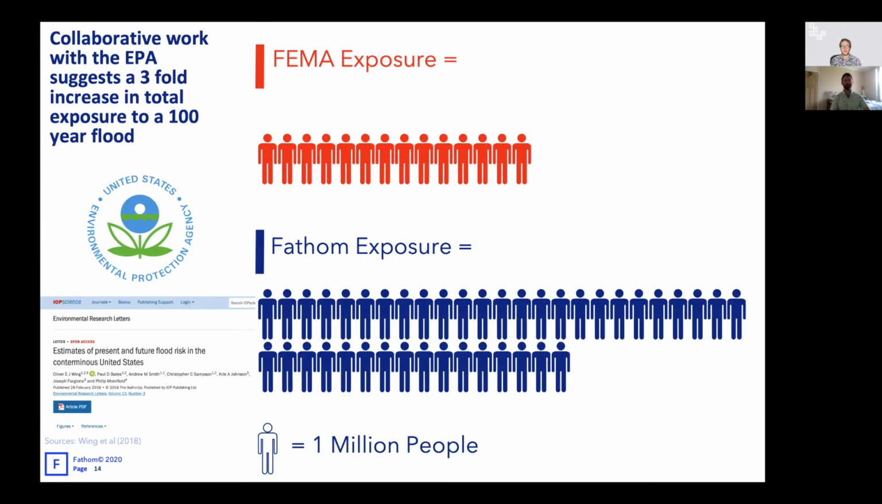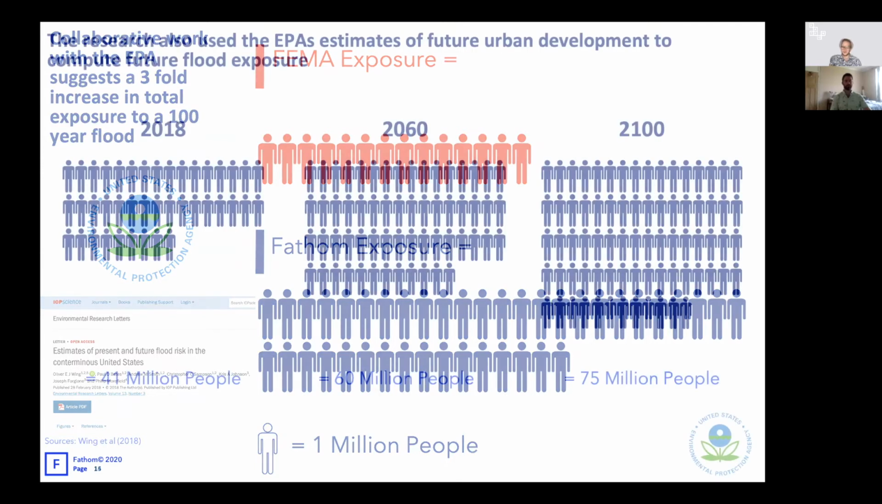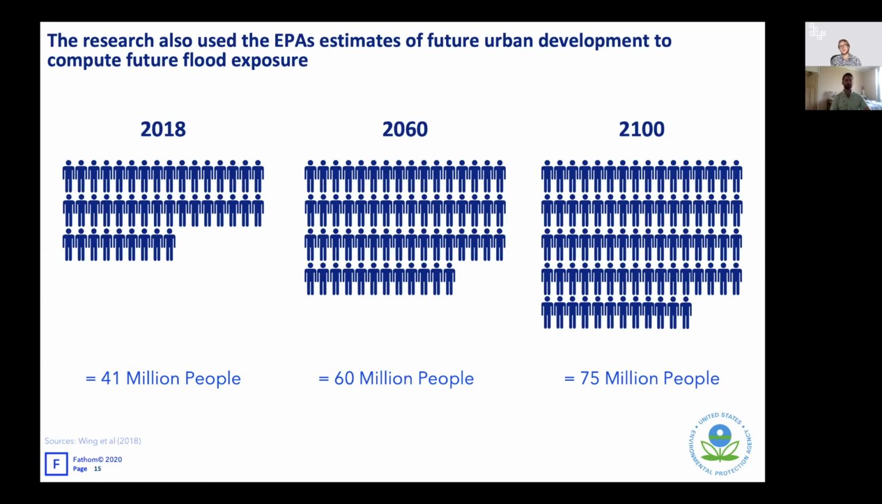In a study that we published in collaboration with the US Environmental Protection Agency, we calculated that there is approximately threefold difference between our estimate of exposed population and the FEMA estimate of exposed population. And really, this is only the beginning of the story, because if we look into the future using the EPA's own estimates of future urban development, we can see that the number of people exposed to flooding as we move through the century steadily increases. And this analysis was entirely independent of climate change. So flood hazard was held constant, and we were just looking at changes in exposure.